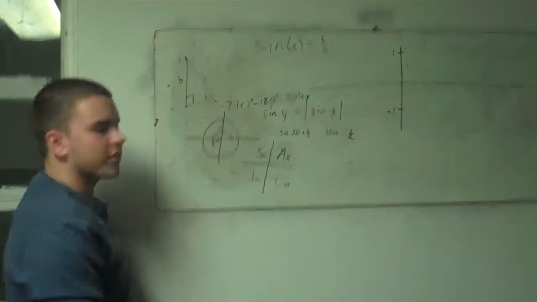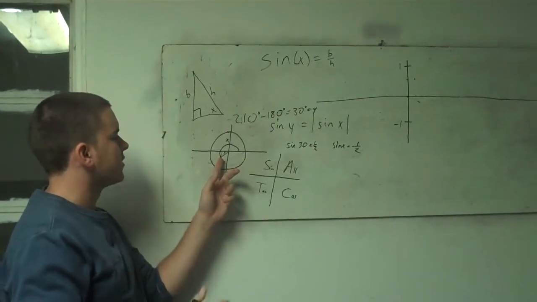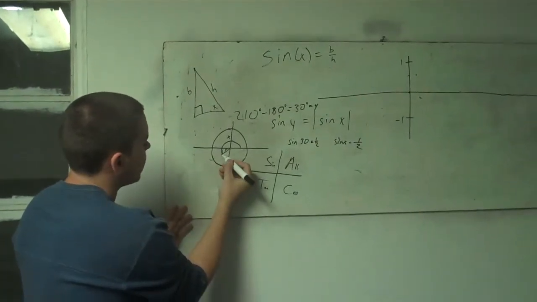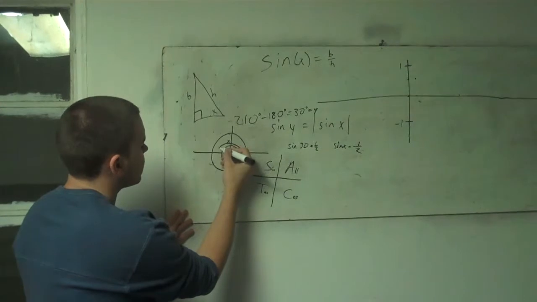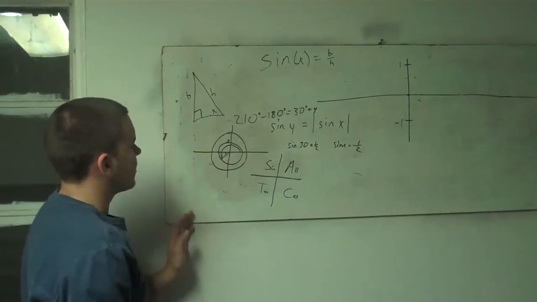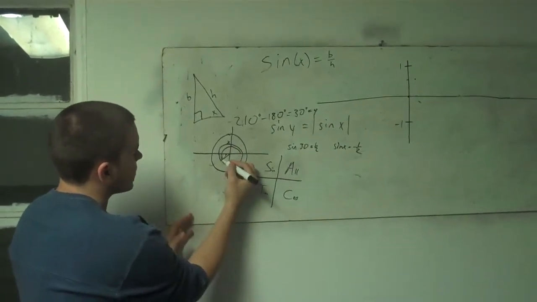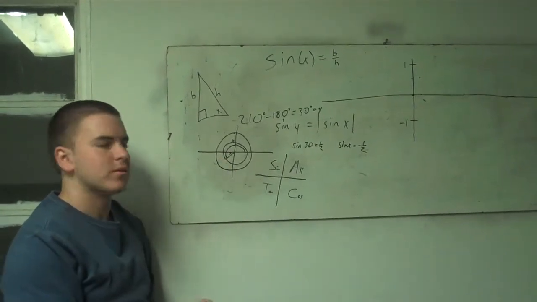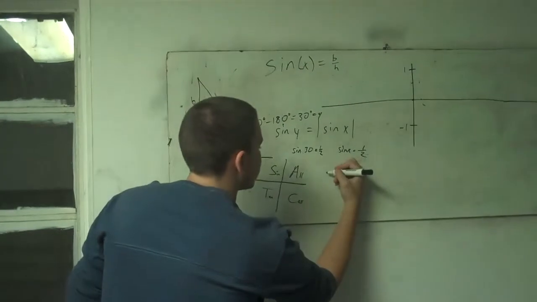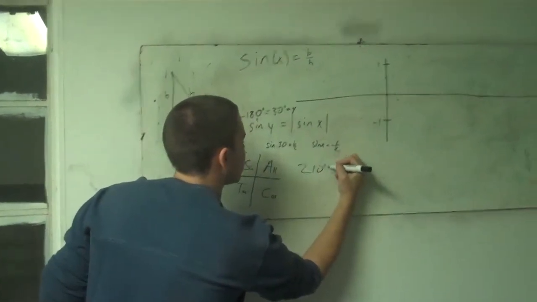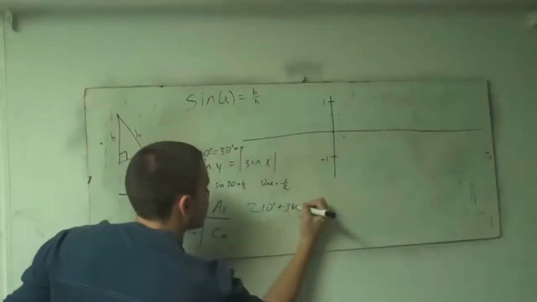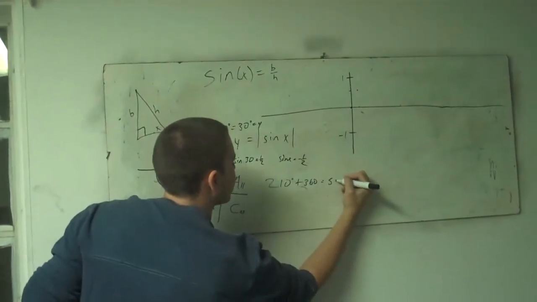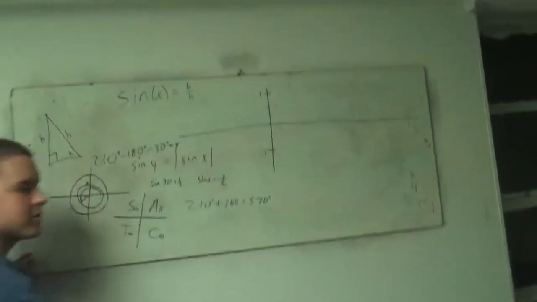If we start here again from our 210 degree measured angle, and we go around another 360 degrees, we're still going to be on the same line, giving the same y value. So if we have 210 degrees plus 360, we now have a 570 degree angle.